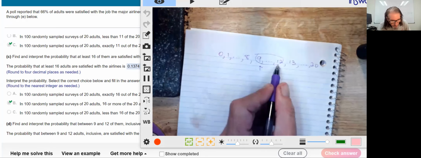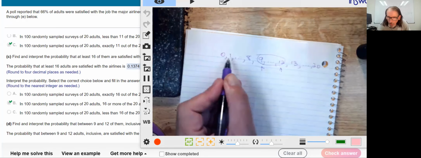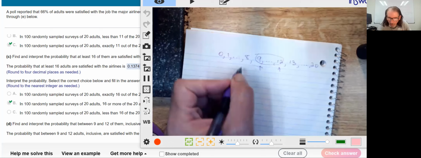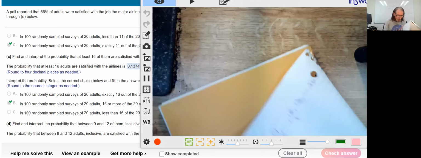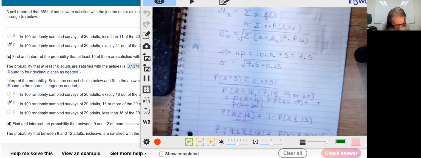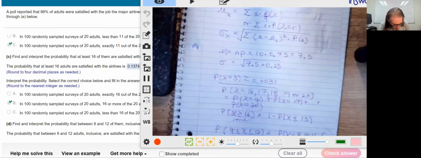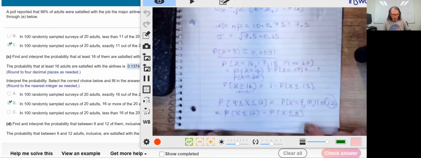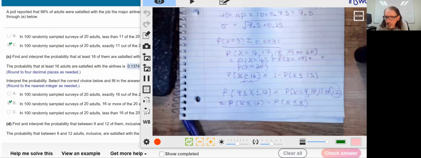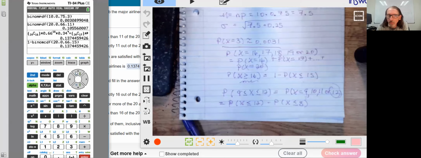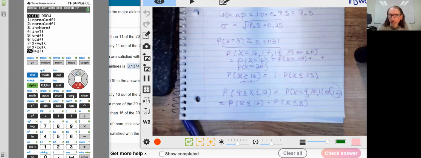If I were to put in the binomial CDF up to 12, that's going to include all of this as well. So I need to cut this part off. This would be the probability x is less than or equal to 12 minus the probability of x less than or equal to 8. So putting that into binomial CDF. All right, let's do this. It's going up to 12 and subtract from that CDF going up to 8.